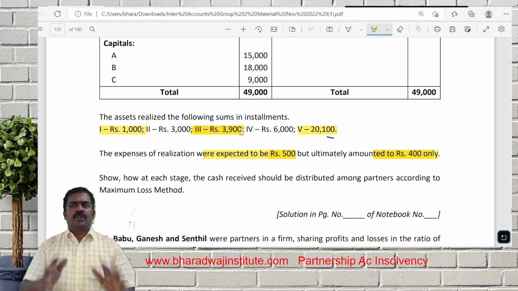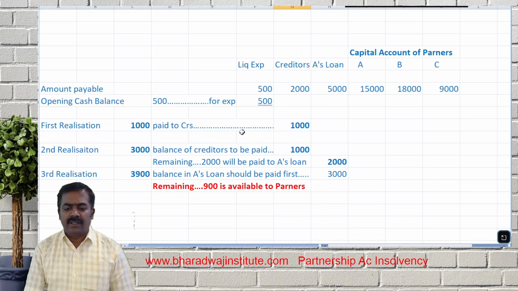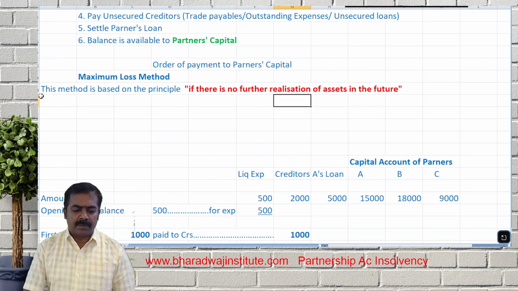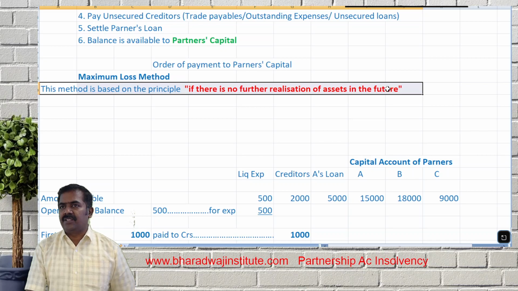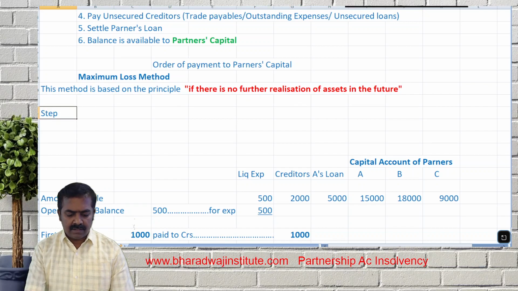Third month. If nothing is realized in the fourth month, fifth month, what will happen? Partners will lose money. That is what is called maximum loss. If there is no further realization, partners will lose the money. That is called which one? Maximum loss. Start. Step 1.